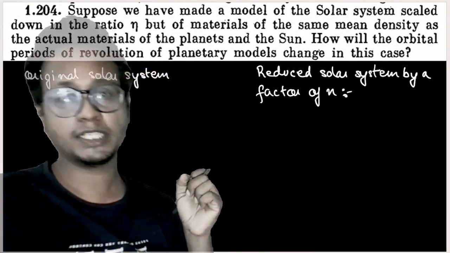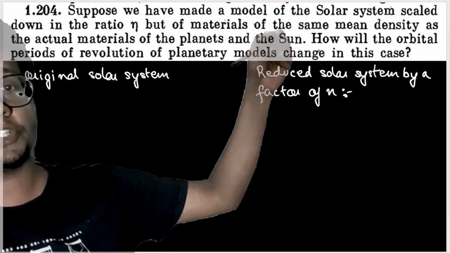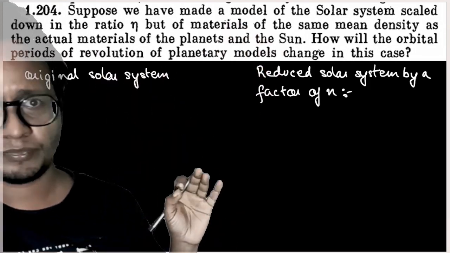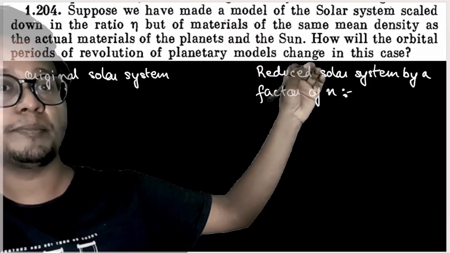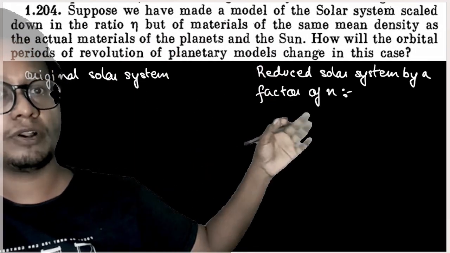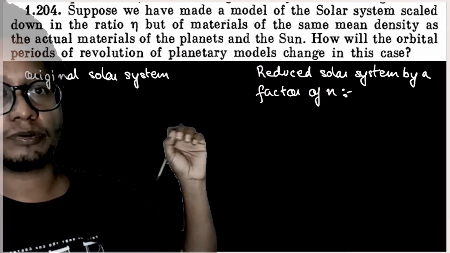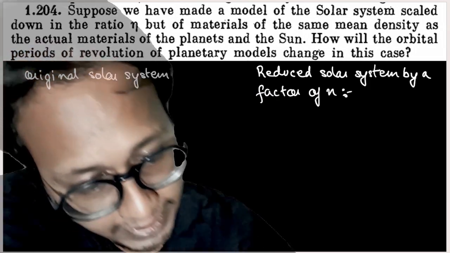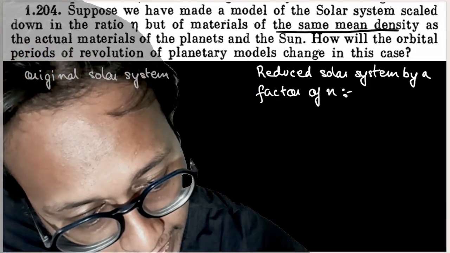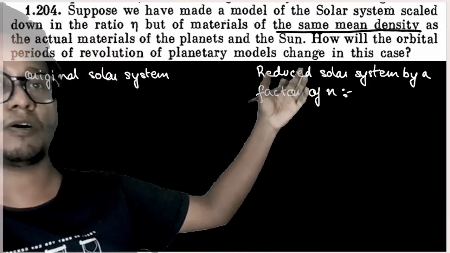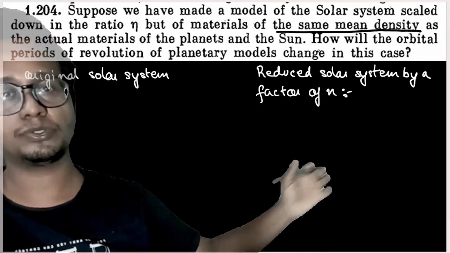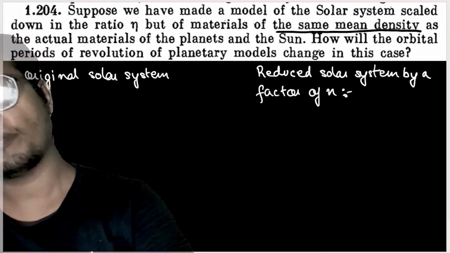Okay, the question is asking, if the density of each of the masses in the solar system is kept as it is, what would be the new orbital time period of our new solar system that has been reduced in size by a factor of n? That is our question. So if the density of every material in the solar system is the same, what would be the orbital time period of the new reduced solar system?